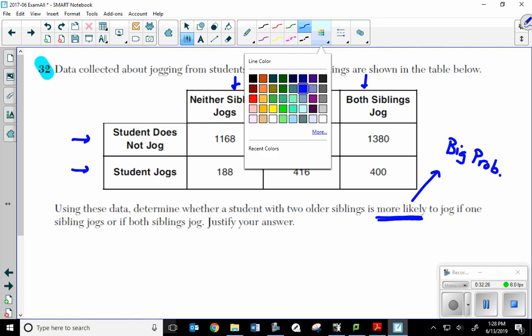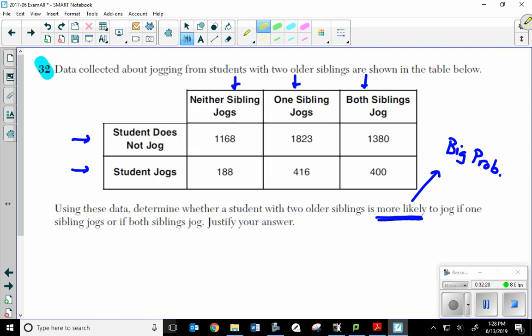I'm glad you asked. Let's go highlighter. And they say, determine whether a student with two older siblings is more likely to jog. Who's more likely to jog? So I'm going to look at students who jog in this column here. All my students that jog, okay? But what do they want me to compare? That's the million-dollar question. Which one's more likely to jog?